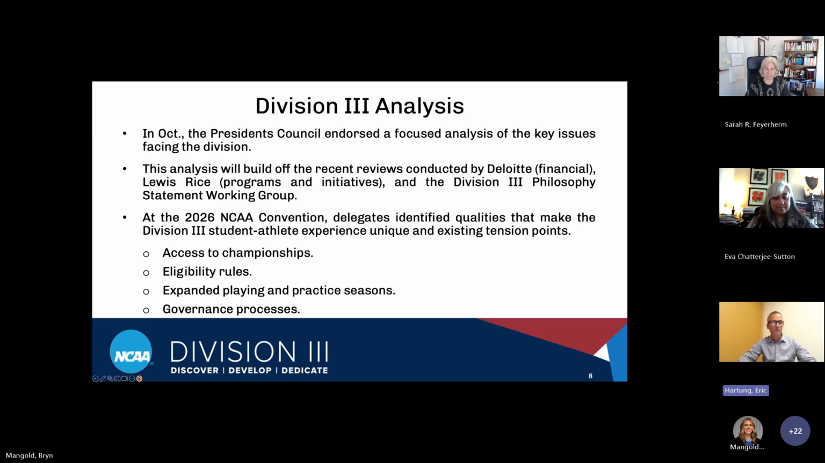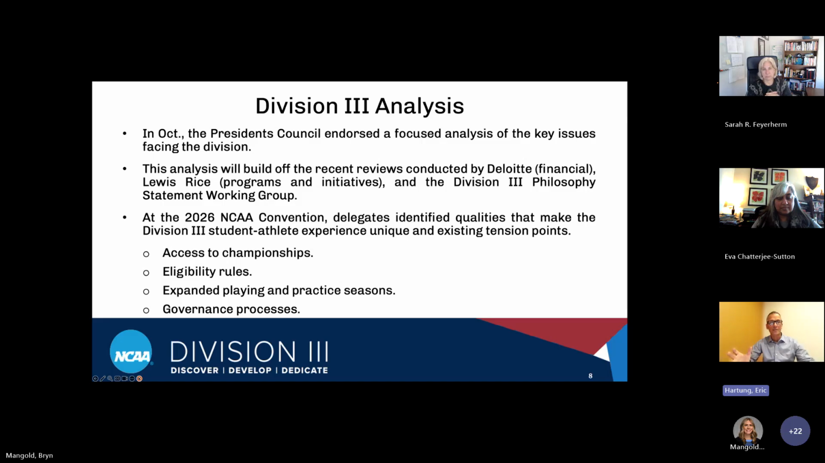The council endorsed a focused review of key issues, and this began in earnest with the 2026 convention just a couple months ago in 2 settings. One was the President's and Chancellor's Forum, and the other was the Division III Issues Forum. That's the large event where the entire division is together, the entire membership is together the day before our business session. And there were 2 key things that came out of these events.